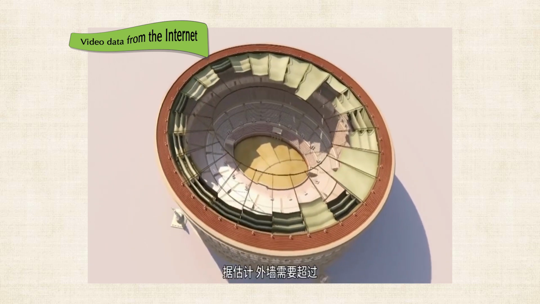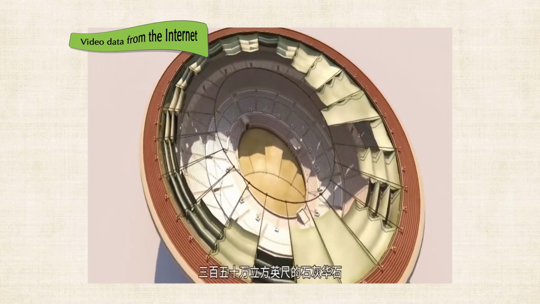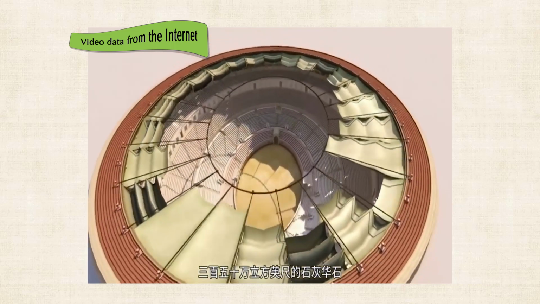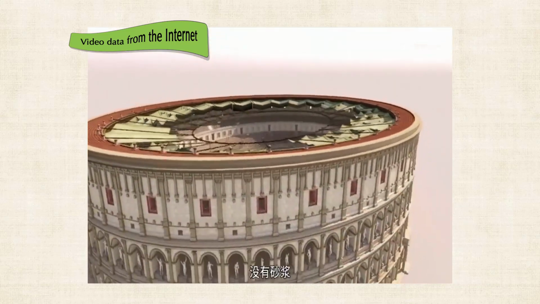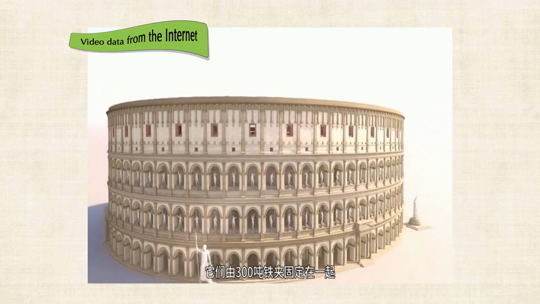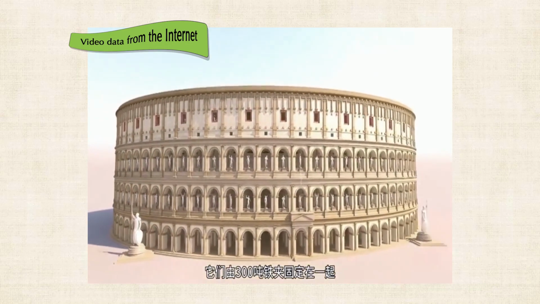The outer wall is estimated to have required over 3.5 million cubic feet of travertine stone, which were set without mortar. They were held together by 300 tons of iron clamps.